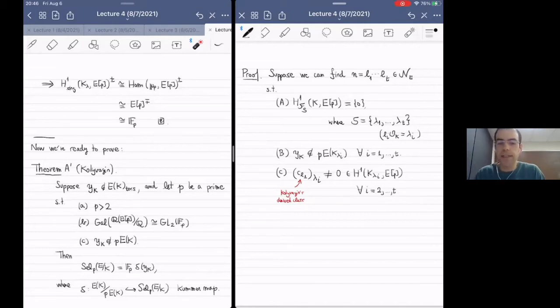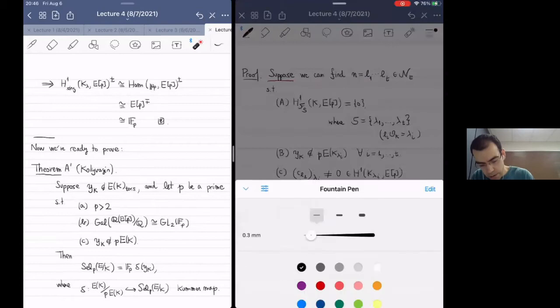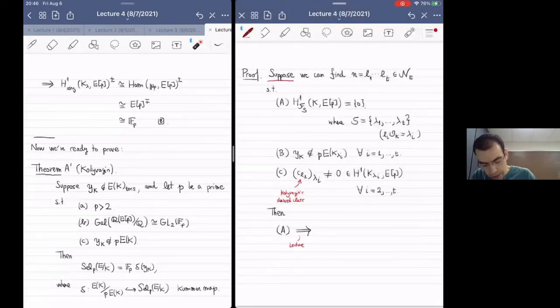Okay, so let's quickly see that if we can find an n satisfying A, B, and C, then theorem A prime follows. So suppose this. Then we get the following. Part A, combined with what we already saw in lecture 2. Lecture 2 was telling us that whenever we can bound the strict Selmer group, we can then compute the Selmer group we care about in terms of the cokernel of some residue map. So we know that the size of the Selmer group is the same as the size of this cokernel.